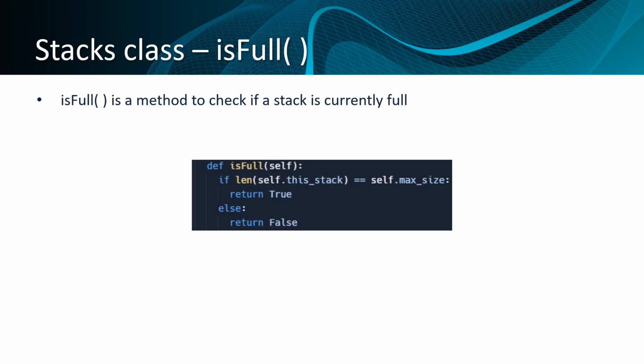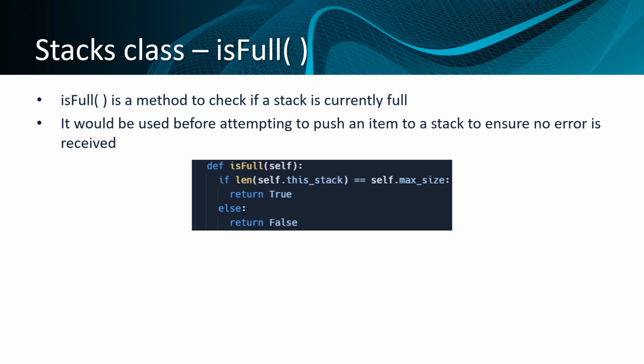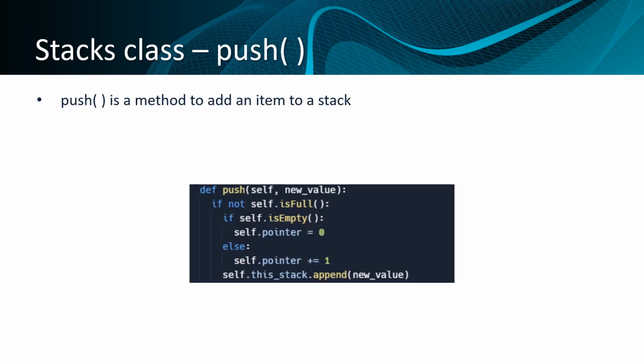isFull is a method to check if a stack is currently full. This method would be used before attempting to push an item to a stack to ensure no error is received. Once again, we pass in self because we want to know if this particular instance has a stack that has reached maximum size.